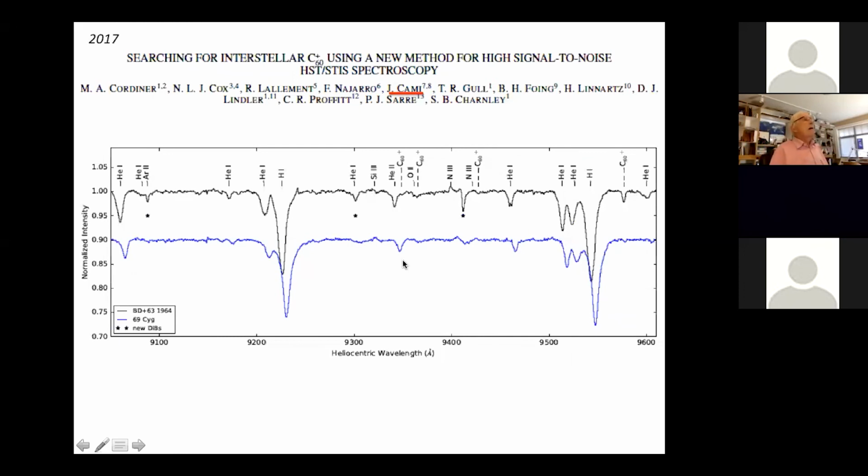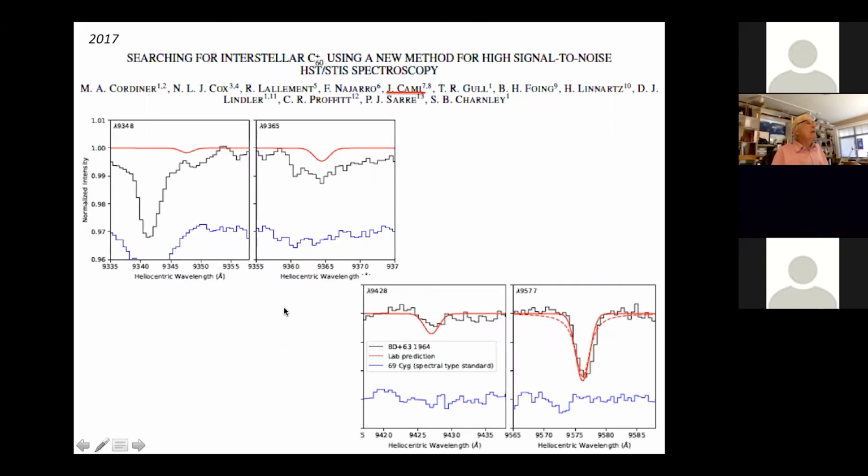Now, at the same time, Jan Cami and his colleagues used HST, the STIS spectrograph, which was much lower resolution than we had, but enjoys the fact that it's well above the Earth's atmosphere. And they looked for these C60 plus features there. And although it's much coarser resolution, and they were looking at different stars, which is good, they saw all of the same things which we had seen, including, of course, these additional diffuse bands.